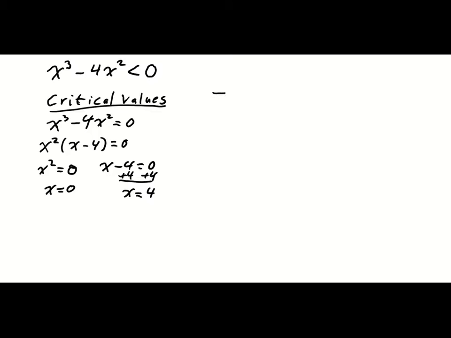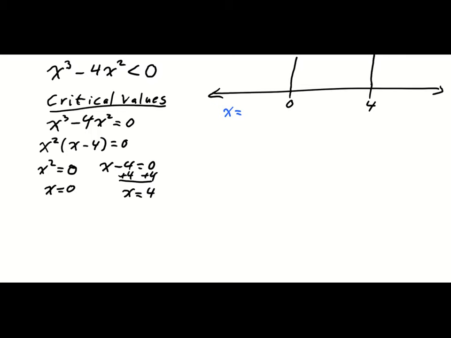What we do with the critical values is we look at a number line and we find those values on it. And they separate our number line into parts, in this case into 3 parts. We then need to test any value in each of those 3 regions all the way back into the original inequality, not the equation. So for our first one, we need to test any number that is smaller than 0.